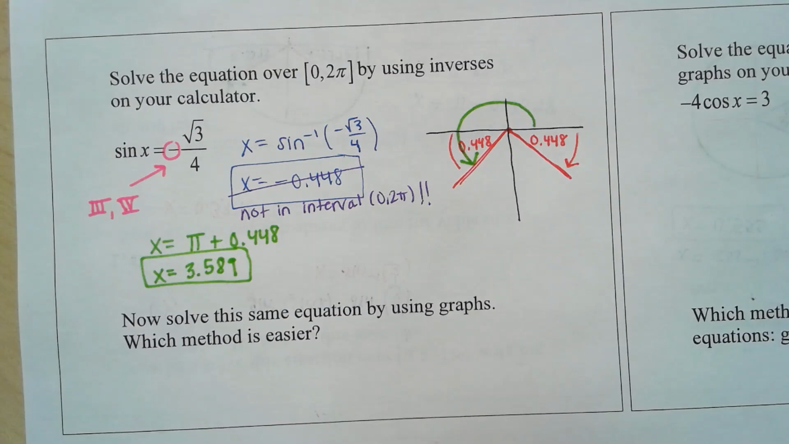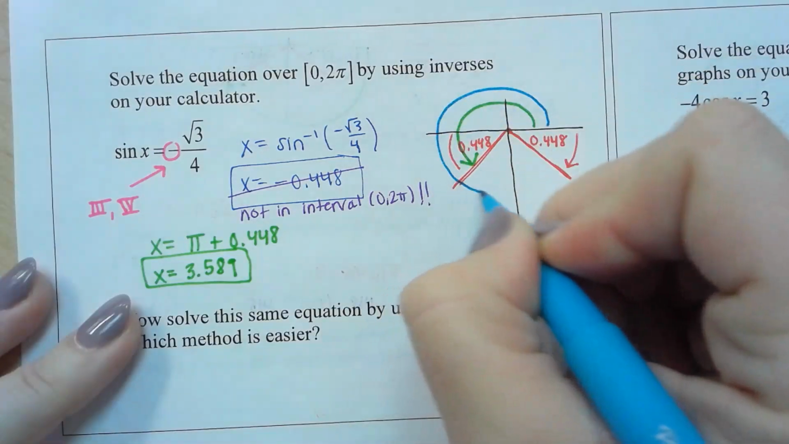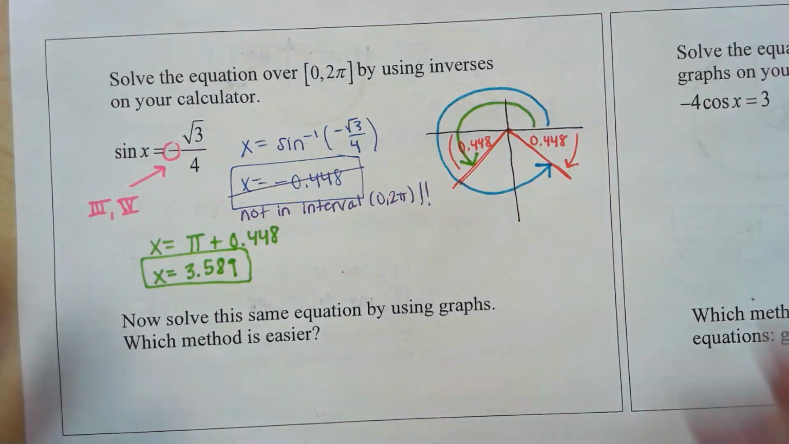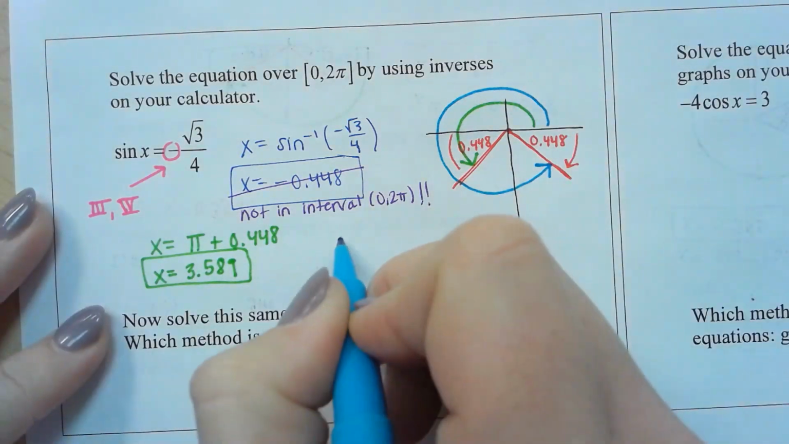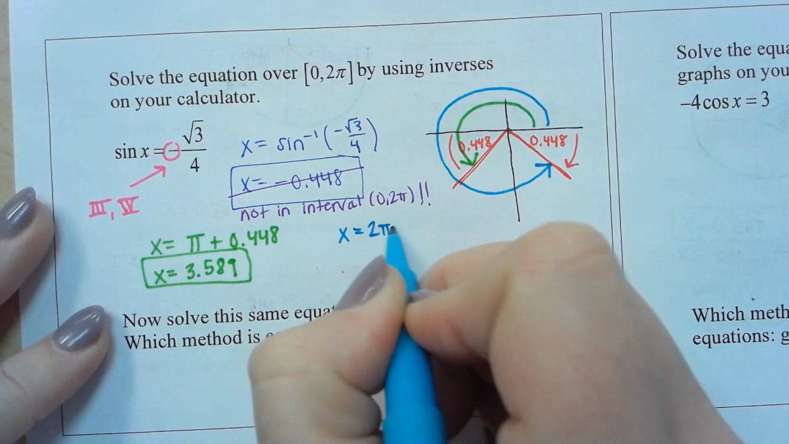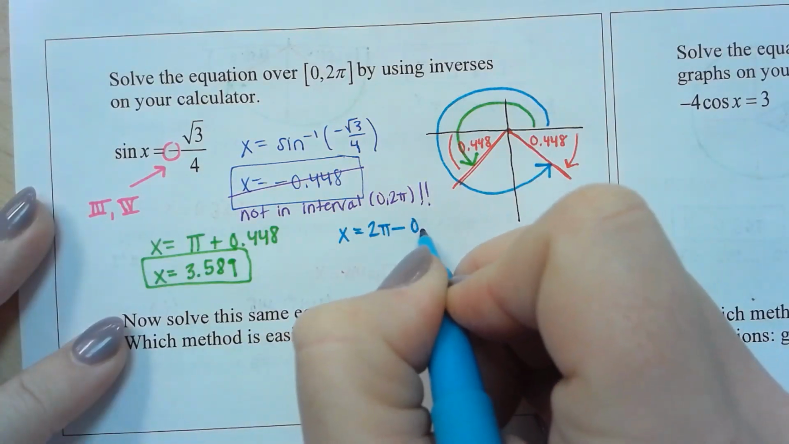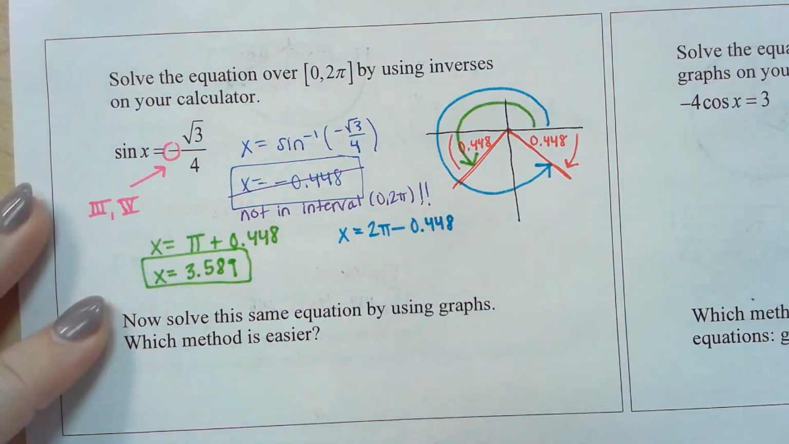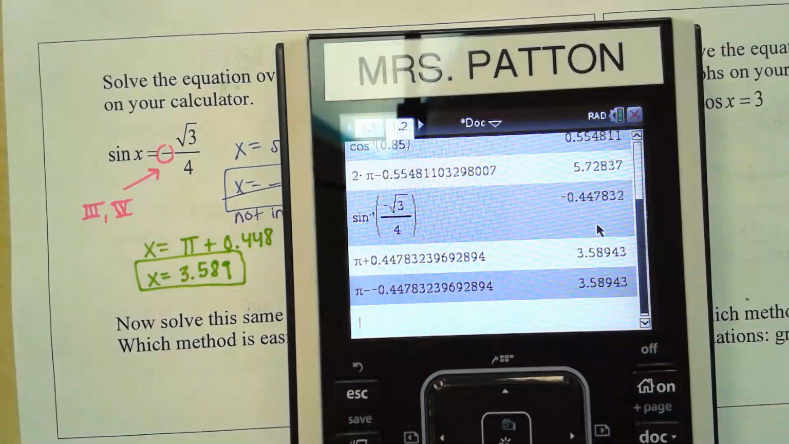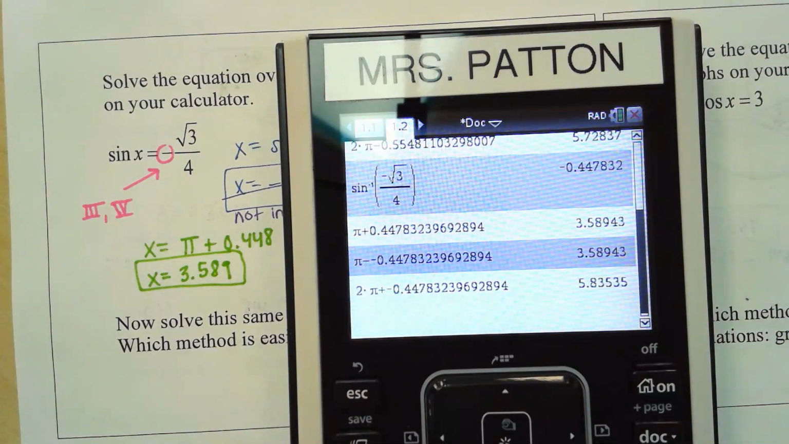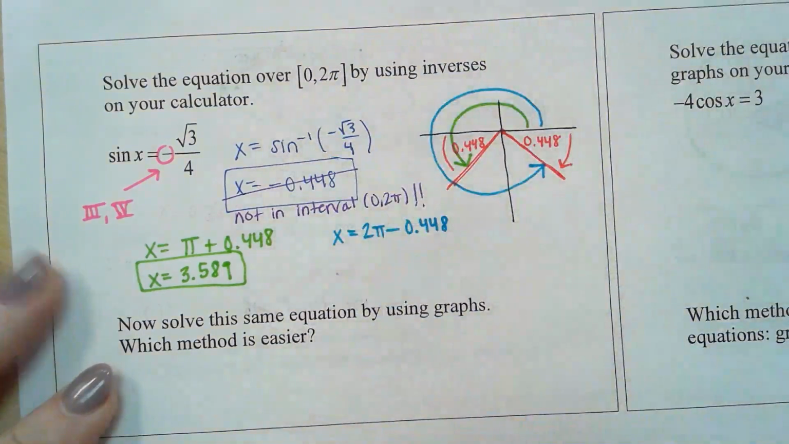So let's talk about that angle in quadrant 4. I need to find the name of that big blue angle. So I didn't go all the way around. I need to back off by a little bit. So my other angle is 2 pi minus 0.448. So remember, when I go grab that number, it's going to be negative. So I'm going to do 2 pi. I want the negative to be there. So I'm going to do plus, because remember, adding a negative is the same as subtracting. And I get 5.835.